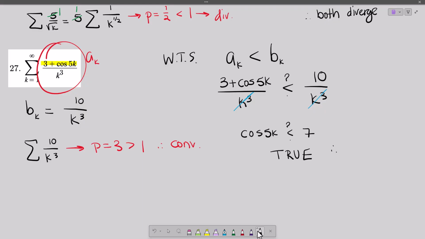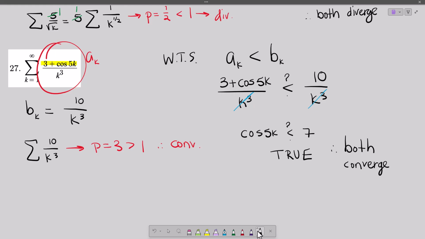So therefore, both series do the same thing. We chose a comparison series that converged. That means this series also converges. So therefore, both series are going to converge.